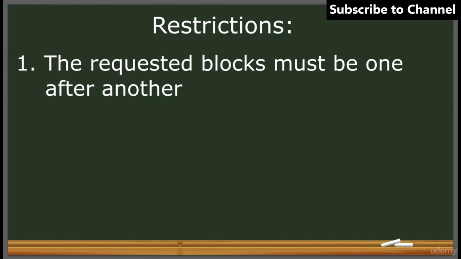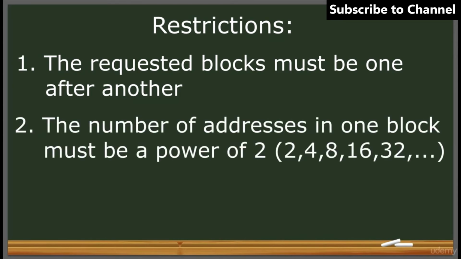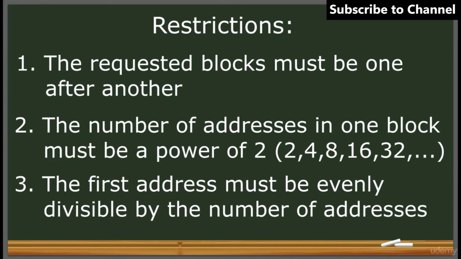So that means you can request 2, 3, 5 or even more blocks, but they have to be in a row. The second restriction says that the number of addresses in one block must be a power of 2. So you can request a block that has 2, 4, 8, 16 and so on addresses in it. And the last restriction says the first address must be evenly divisible by the number of addresses. I do not know why they specifically insist on these restrictions, but I assume that it's just to keep things organized for themselves. As I said, they are the big boss and they can make rules as they like.